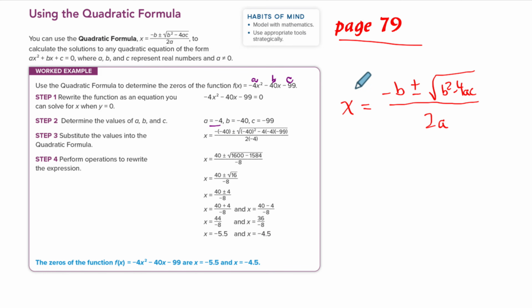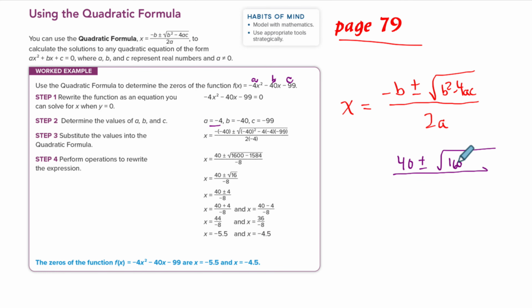When you sub it in, we start with the opposite of b. So if b is negative 40, we're going to sub in a positive 40. If I were writing this out, I would write positive 40 plus or minus the square root of, and it's okay if you work some of this out before you plug it in. For example, b squared would be negative 40 squared, so I just like to square that up.